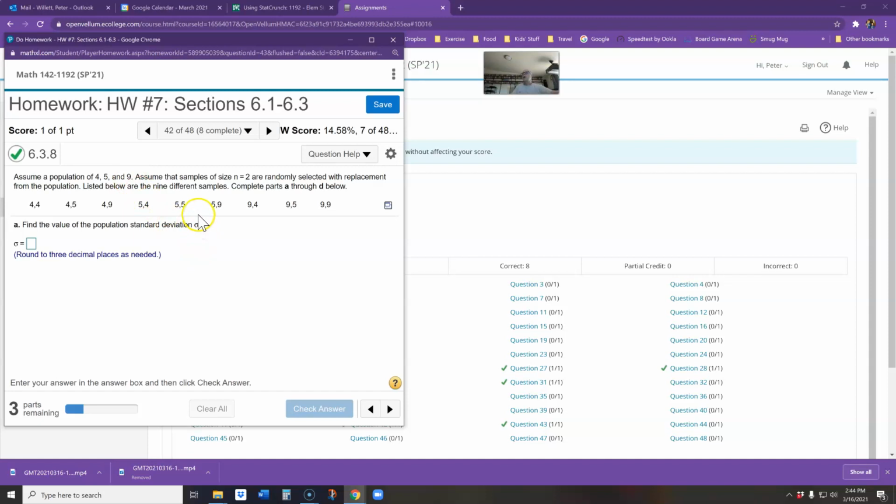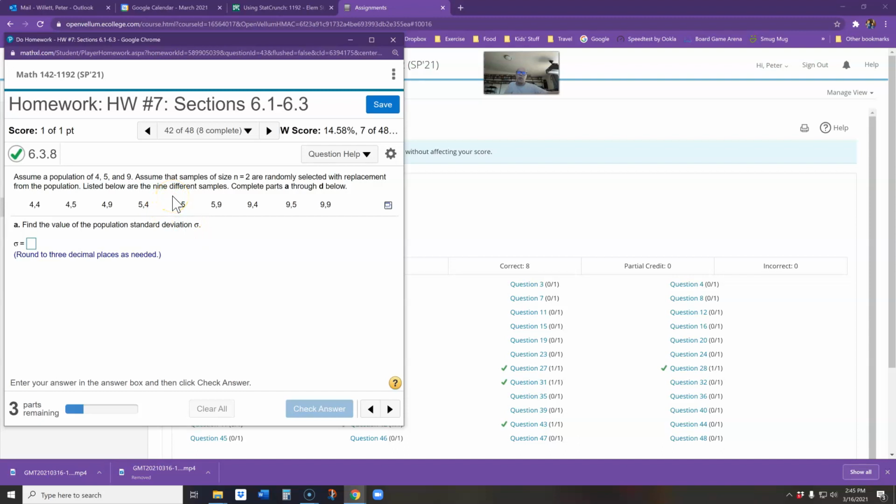And it says, assume the samples of size 2 are randomly selected with replacement from the population. That means out of the population of all 3 numbers, you're going to choose a sample of 2 of them. Then it says listed below are the 9 different samples. So if you're choosing 2 out of the 3, where you could do a little permutation calculation for that, but there are 9 different possible results that you could get.